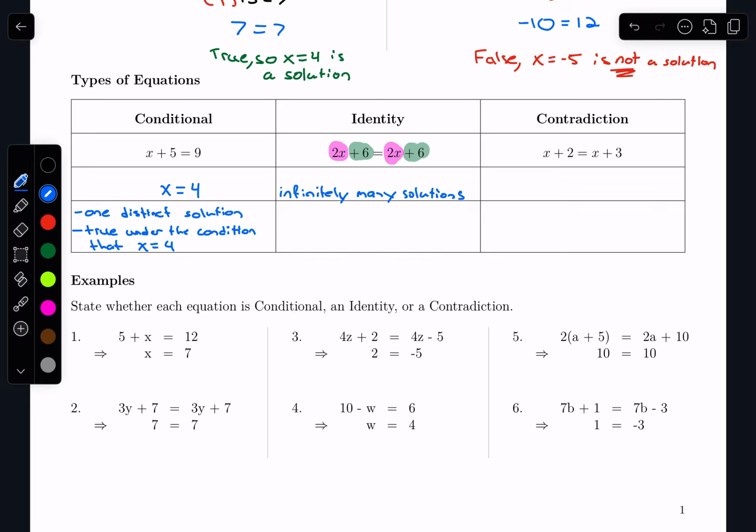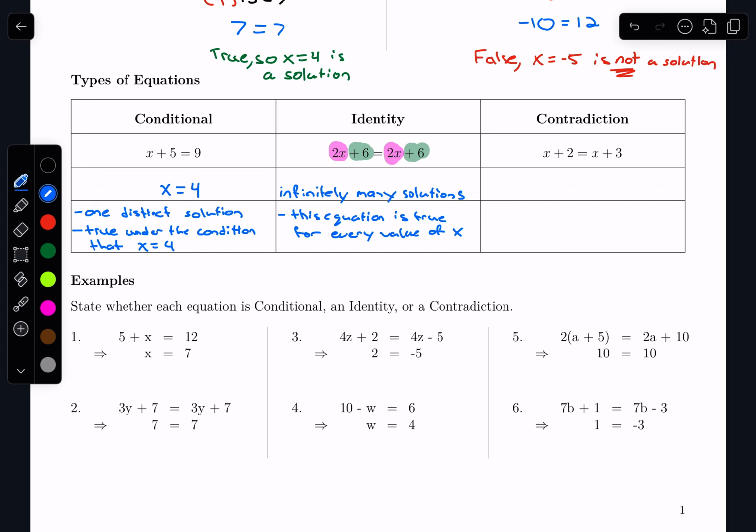Okay, so we call this being an identity because the sides mirror each other. One side is the other side. They are the same. And then underneath, what I'm going to write is that this equation is always true, or this equation is true for every value of x. So there is no condition. We don't need x to be anything specific. This equation just is always true.